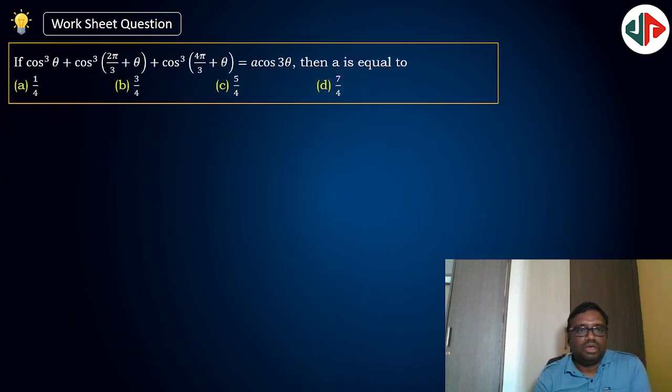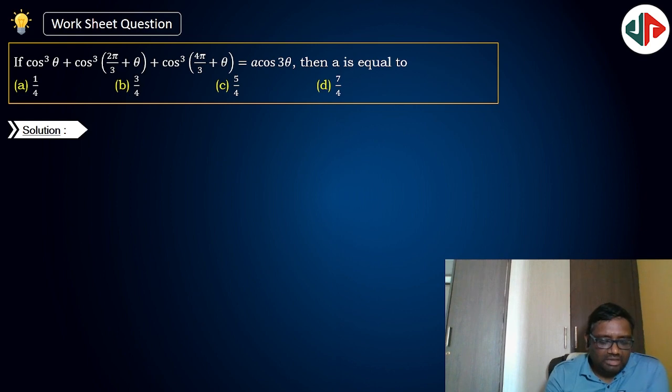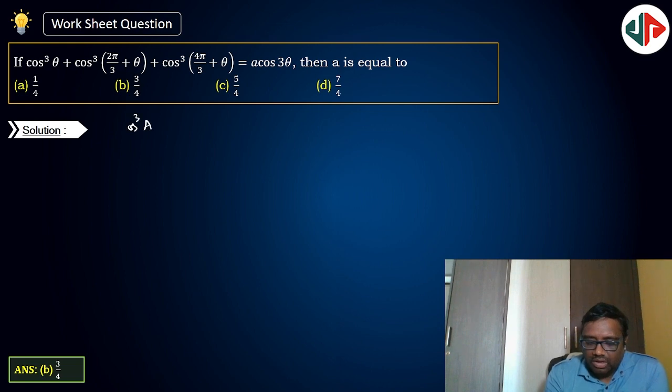Next one. If cos cube theta plus cos cube of (2 pi by 3 plus theta) plus cos cube of (4 pi by 3 plus theta), then what is the value of A? Same thing. Here we know that cos cube A is always equal to cos 3A plus 3 times cos A, by 4.